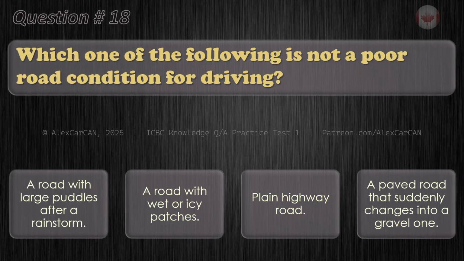Question number 18. Which one of the following is not a poor road condition for driving? A road with large puddles after a rainstorm. A road with wet or icy patches. Plain highway road. A paved road that suddenly changes into a gravel one. The correct answer is plain highway road.